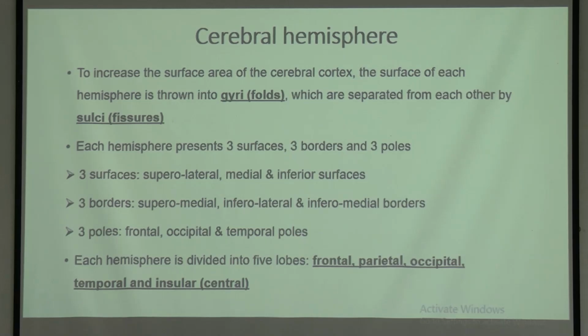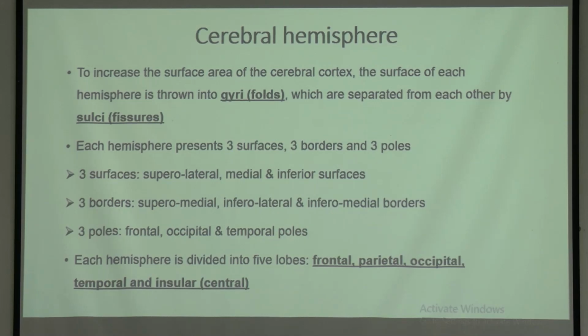So, we have three poles of the brain that need to be identified. One on the frontal side, we call the frontal pole. Opposite to the frontal, we have the occipital, and on the lower side we have the temporal pole. These three poles need to be identified. We have some lobes of the brain. We call them the frontal lobe, the parietal lobe, the occipital lobe, the temporal lobe, and a hidden lobe, which we call the insular lobe.